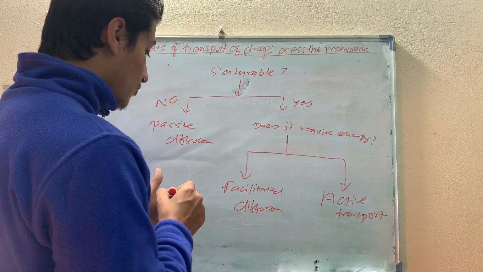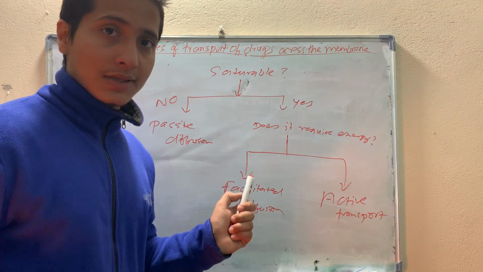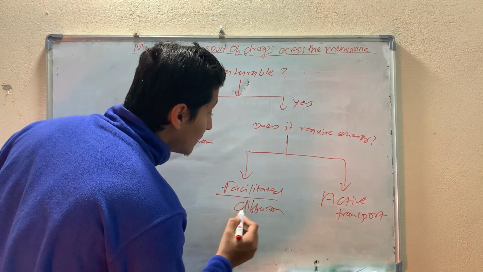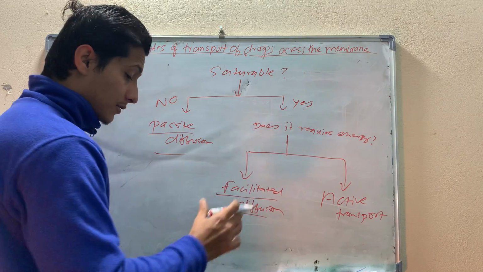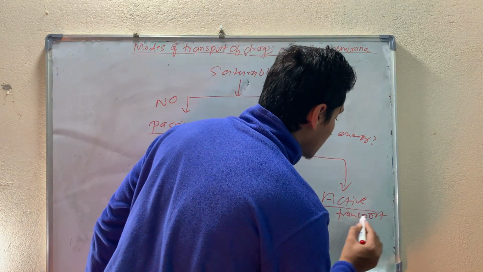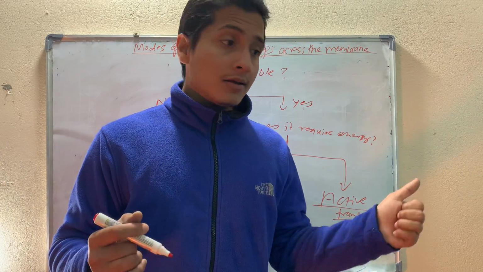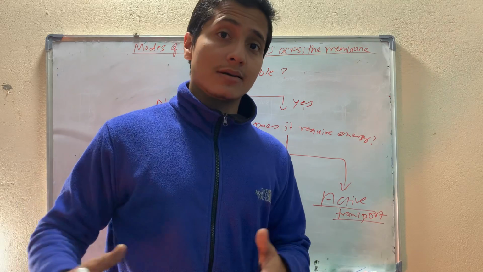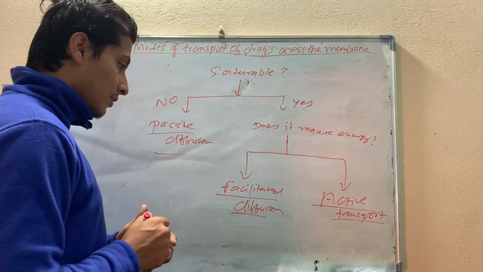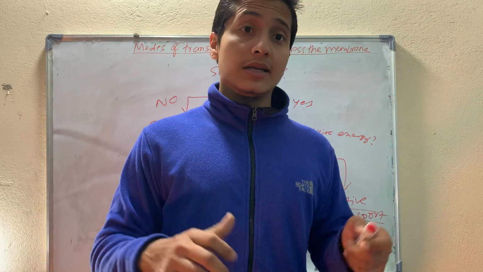One point before closing this lecture: passive diffusion occurs along the concentration gradient, and facilitated diffusion also occurs along the concentration gradient. But active transport, since it uses a source of energy, that's ATP, occurs against the concentration gradient because it uses energy. That's it. So this is for this lecture. We're going to talk about the next topic in the next video.